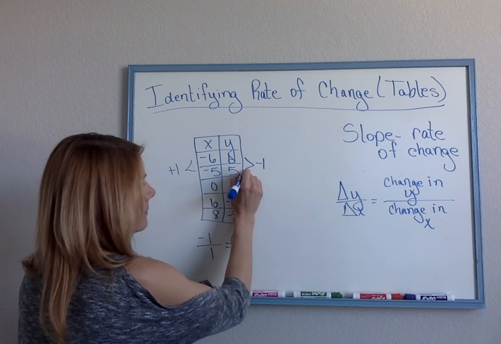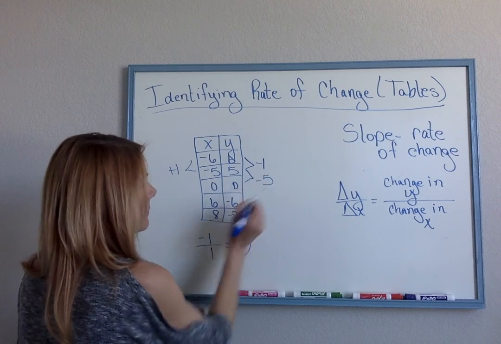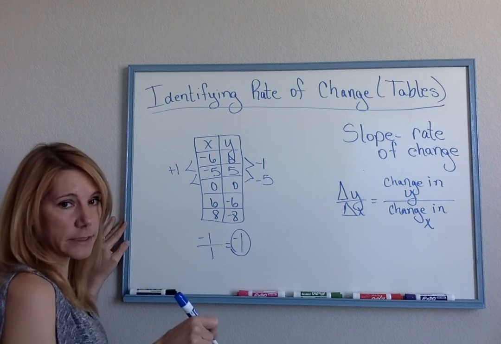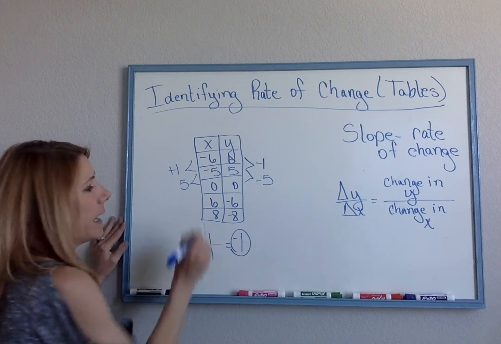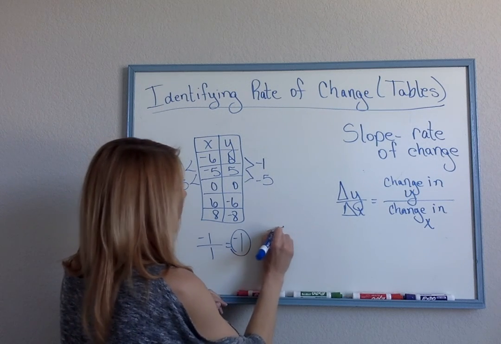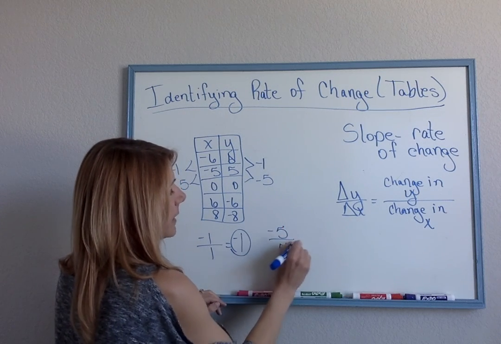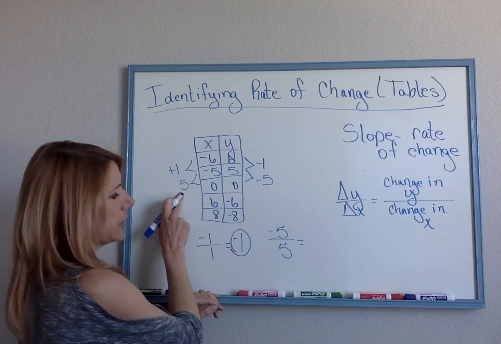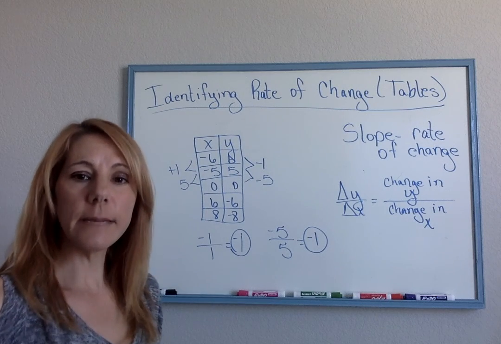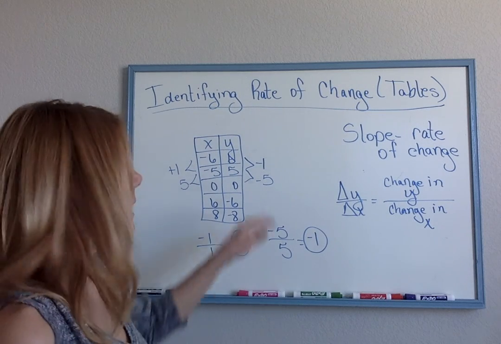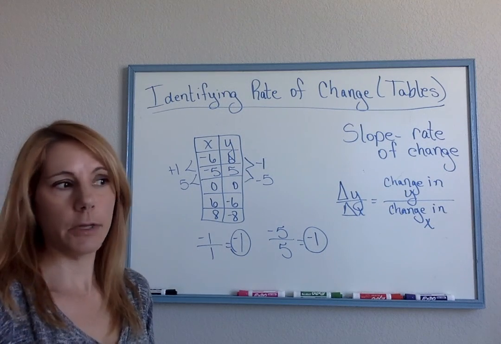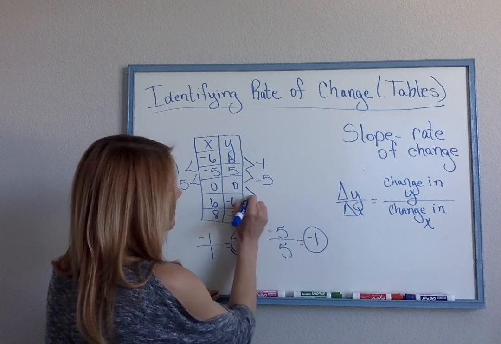Now let's try the next one. From 5 to 0, I'm subtracting 5. And the corresponding, I'm going from -5 to 0. So I'm going to add 5 this time. Okay? Same thing. -5 over +5. Change in y over change in x is -1. See, you're getting the same slope each time. Your table, though, is not being consistent by showing you the exact same number as you're adding or subtracting.